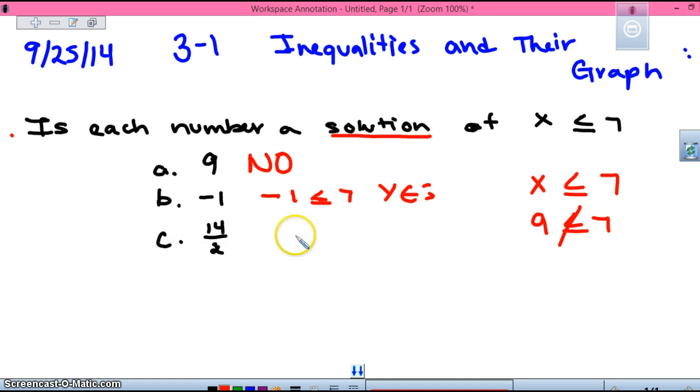What about 14 over 2? Is 14 over 2 less than or equal to 7? What is 14 over 2 equal to? 7. And is 7 less than or equal to 7? Yes.